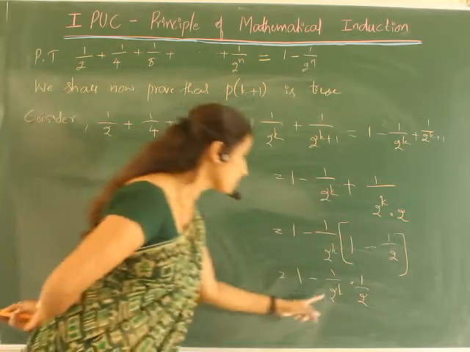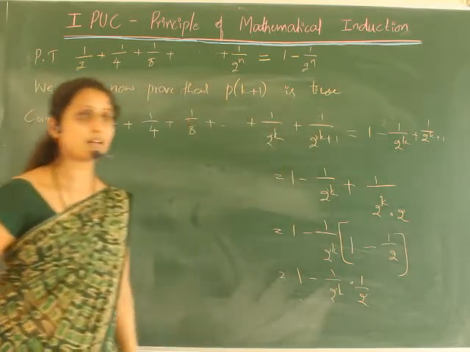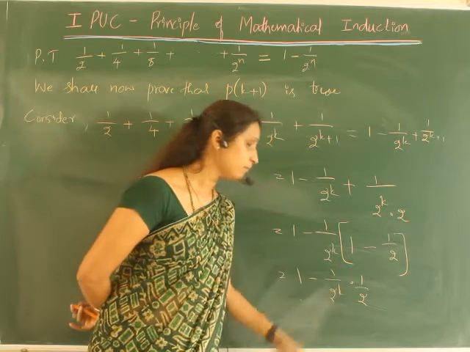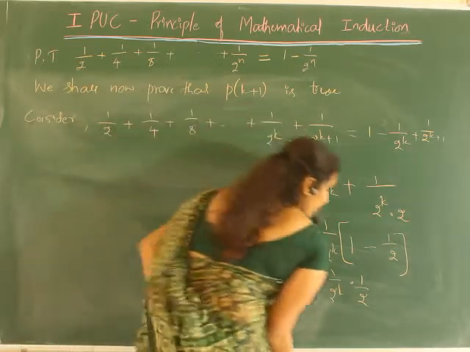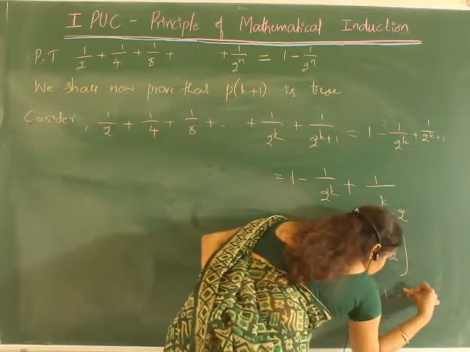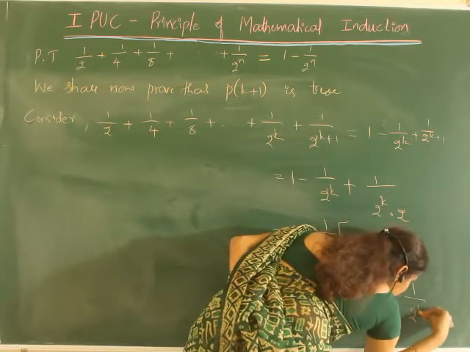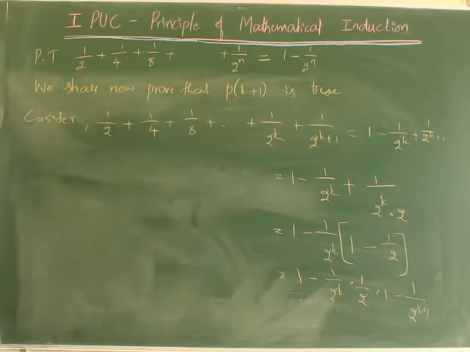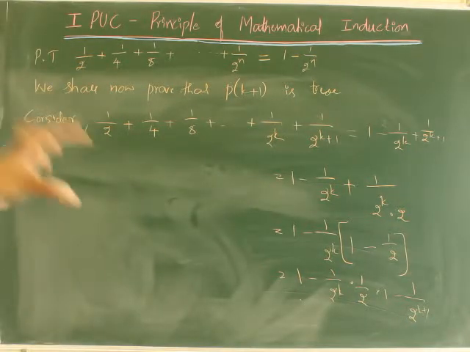Here again the bases are the same, so the powers are added. Therefore I can write 1 minus 1 by 2 to the power k plus 1. So this is the required one. For k it is 1 minus 1 by 2 to the power k. For n it is 1 minus 1 by 2 to the power n. Therefore for k plus 1, this will be 1 minus 1 by 2 to the power k plus 1.